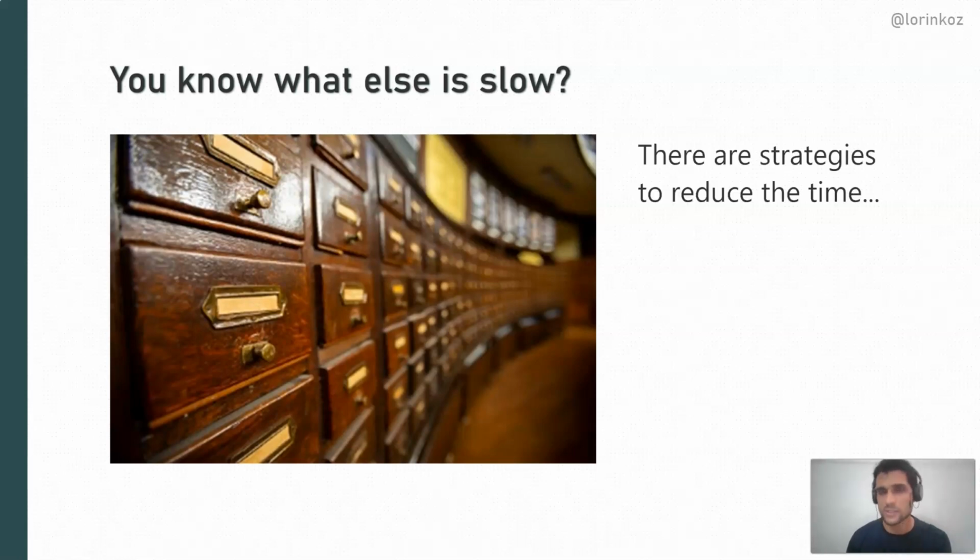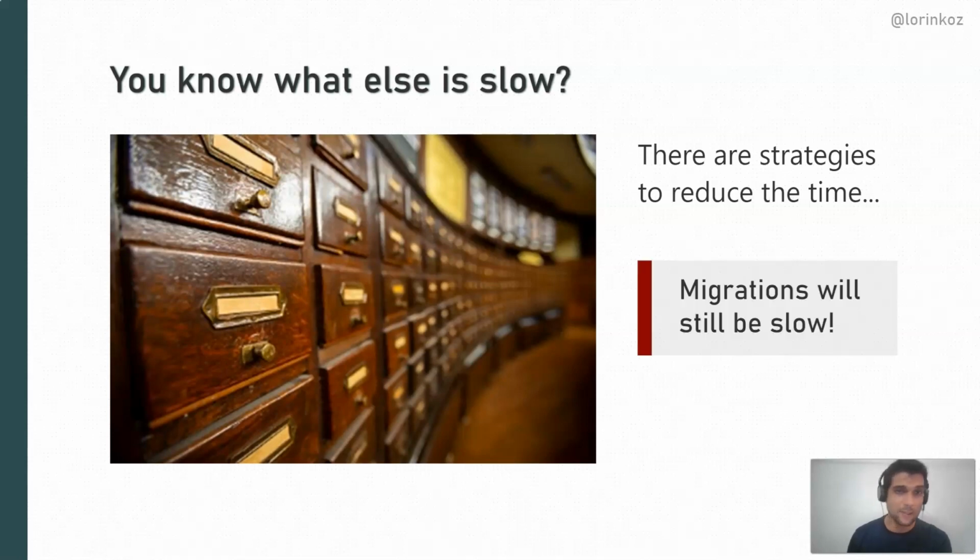And of course, there are some strategies to reduce the time. But the fact is that no matter what strategy you use, migrations are still going to be slower than if it were a single schema in a single database.